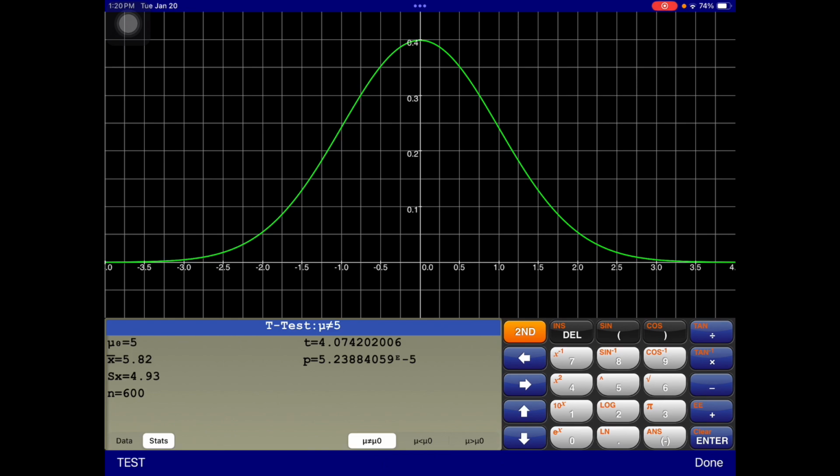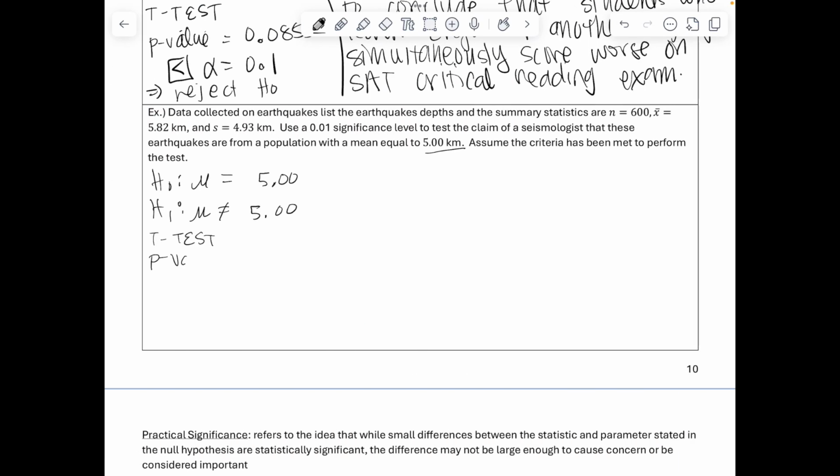5.23884059 E negative 5. And remember that E stands for times 10. So this is 5.24 times 10 to the negative 5th. From the graphing calculator, we do get a p-value equal to 5.24 times 10 to the negative 5th. The calculator sometimes rounds a little differently depending on your app or the calculator that you're using. But when we round to 4 decimal places, we should all have the same answer.